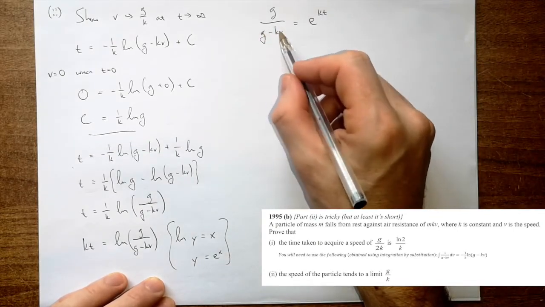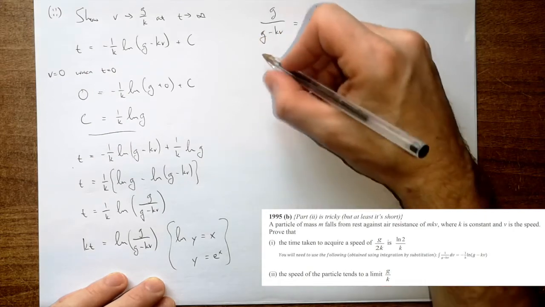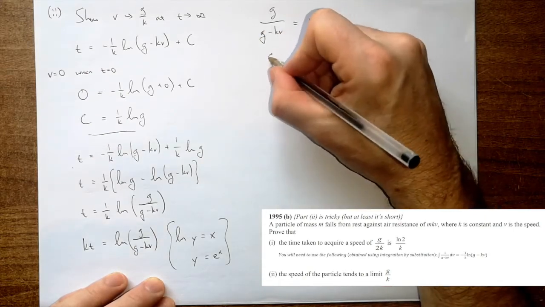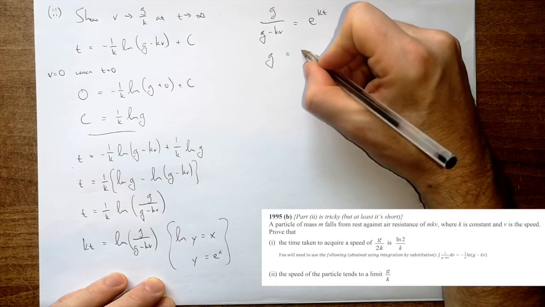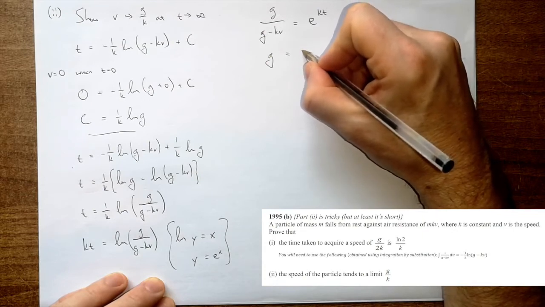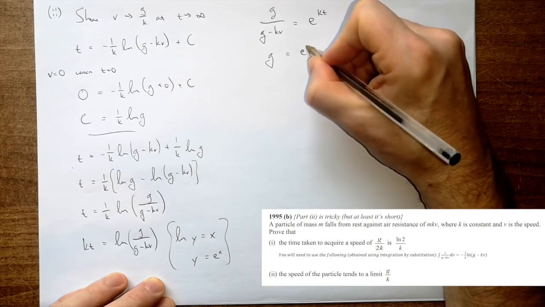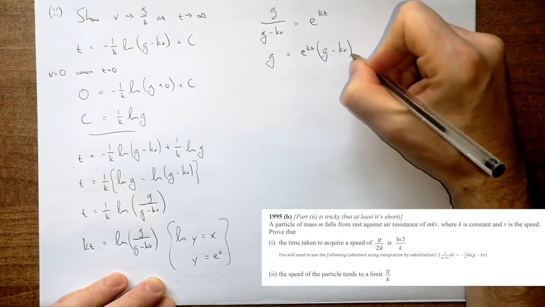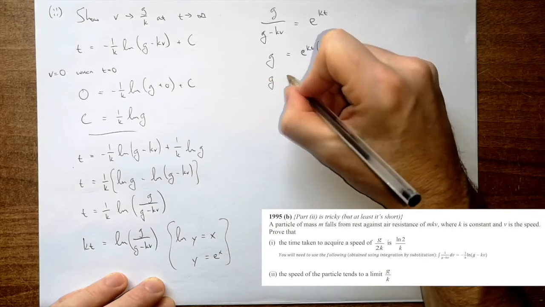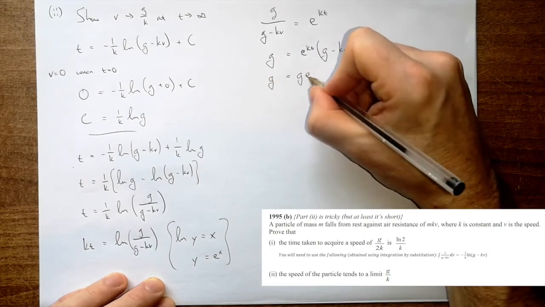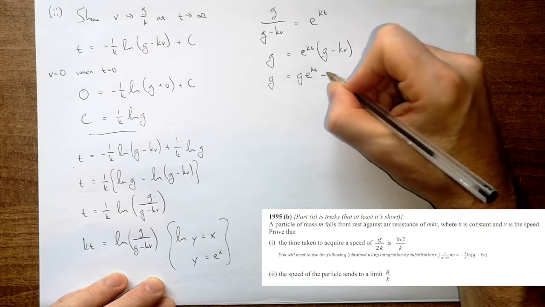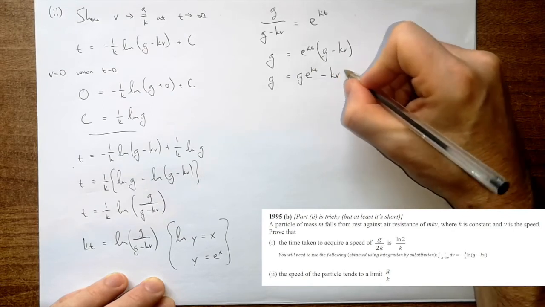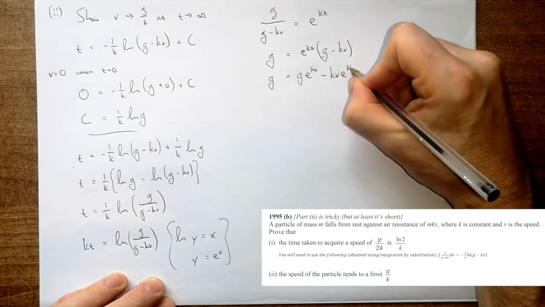Because this term here has a v and something that's not a v, we'll multiply this across. We have g equals... I won't split it out in one go, that's what I'm thinking, because it's always dangerous to have a little slip on that one. So g equals g e to the power of kt minus kv e to the power of kt.